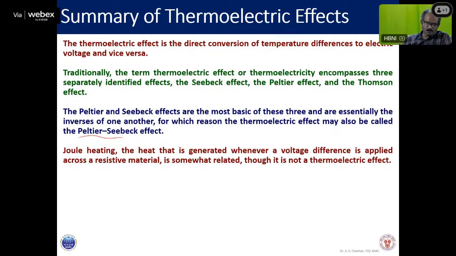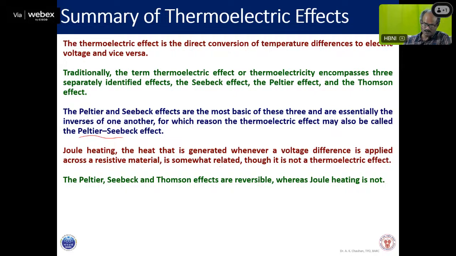Now there is one more difference. When you pass current through any resistance, heat is generated, that is I square R. That is called Joule heating. But Joule heating is different from the Thomson effect. Joule heating, the heat that is generated whenever a voltage difference is applied across a resistive material, is somewhat related, though it is not a thermoelectric effect. You cannot call it a thermoelectric effect.